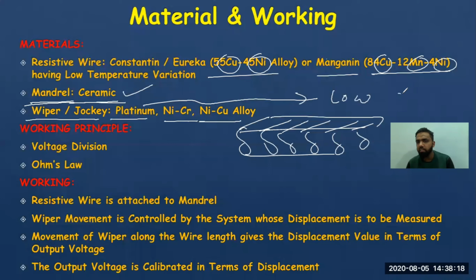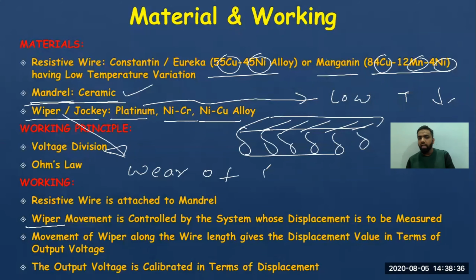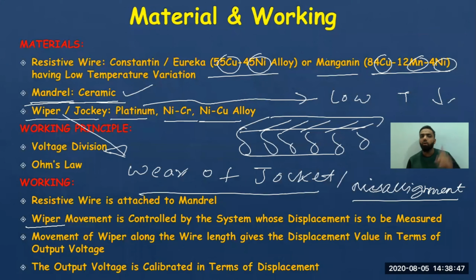Why do they have low temperature variation? Meaning, they are insensitive to temperature variation, because what will happen if they are sensitive? If the wiper is sensitive to temperature variation, it will lead to wear of the jockey. And if the jockey is wearing, or if the jockey is not aligning properly, if there is misalignment of the jockey due to temperature variation, length changing of the wiper, then automatically what will happen? The reading that you will get will not be precise. So I have already explained all the materials.